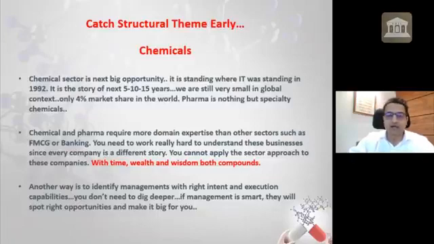In FMCG or banking, you can apply the same framework to all the different companies and analyze them. But in the case of chemicals and pharma, every company will have different growth drivers and a different story. So you cannot apply a sector approach to these companies. Another way to play this structural theme is to identify management with the right intent and execution capabilities. They will spot the right opportunities and make it big for you.